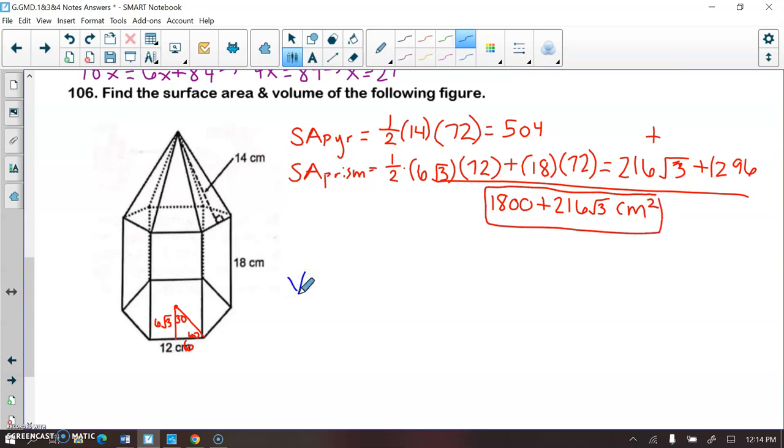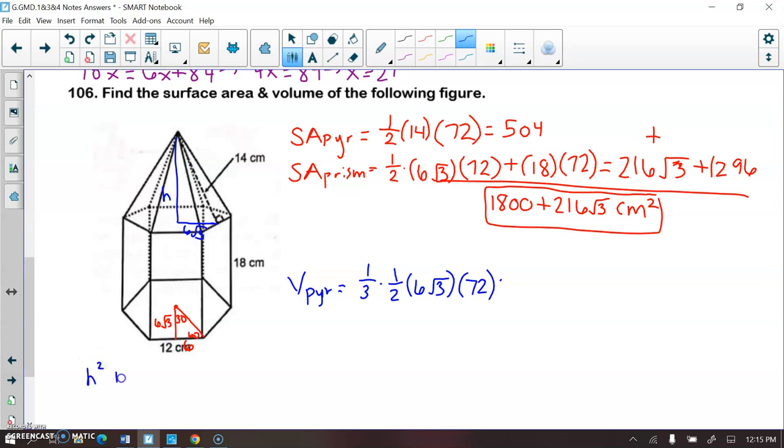Now our volume. I'm going to do the volume of the pyramid and the prism separately. Okay, so the volume of the pyramid is going to be 1/3 times the area of the base, which the base is the same as the base of the prism. So 1/2 times the apothem times the perimeter. But then we need to multiply the height in. We don't know the height. So we're actually going to take the apothem, which is that 6 root 3, and the 14, and we're going to find the height of this pyramid.